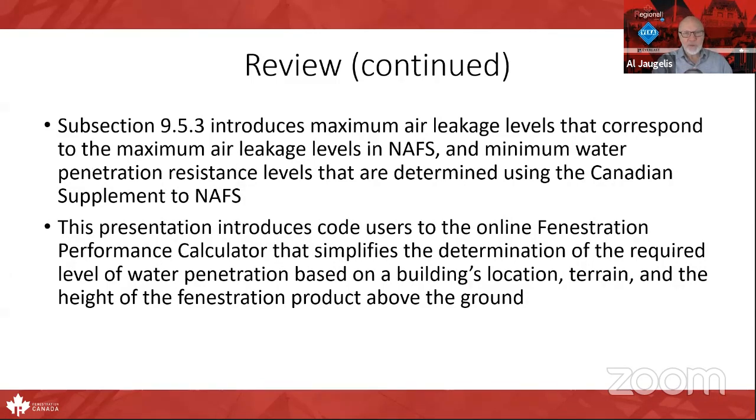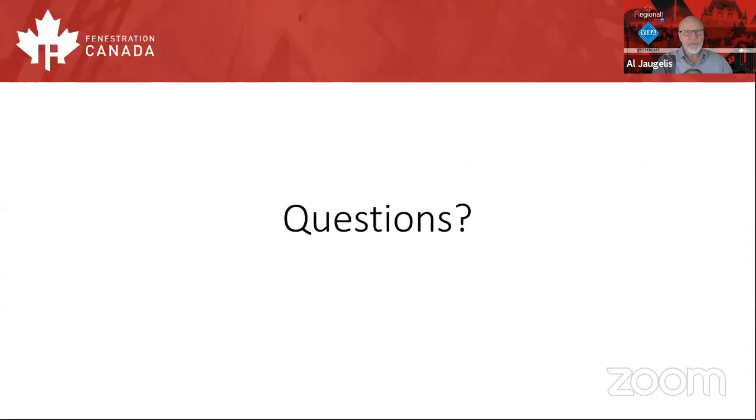This presentation introduces code users to the online fenestration performance calculator that simplifies the determination of the required level of water penetration based on a building's location, terrain, and the height of the fenestration product above ground. So there you go. What's new in the National Building Code for fenestration products? A lot that's new and a lot that's good, and we'll be happy to take any questions that we've received.